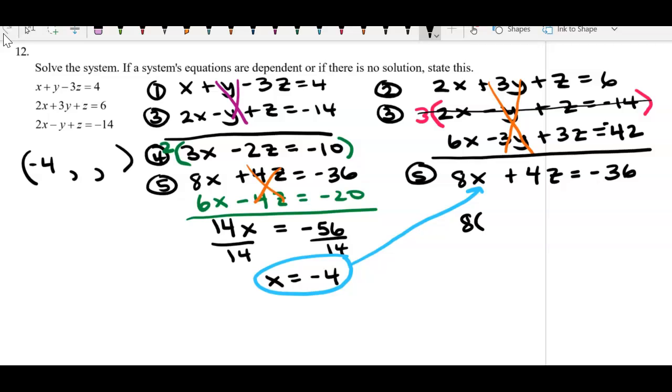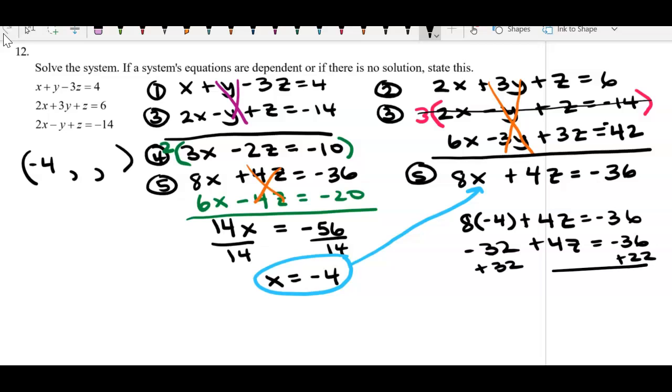So I've got 8 times -4 plus 4z equals -36. I've got -32 plus 4z equals -36. Let's add the 32 over. So I get 4z equals -4. Sorry, I'm having a hard time reading my own handwriting here. Divide by 4, so z equals what? -1. So I'll put that up here.